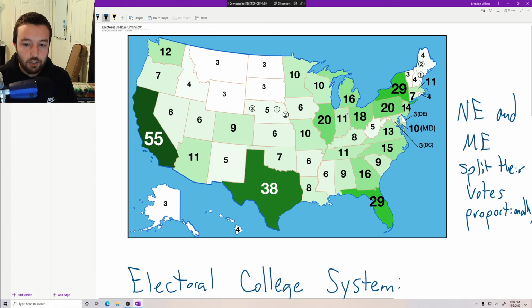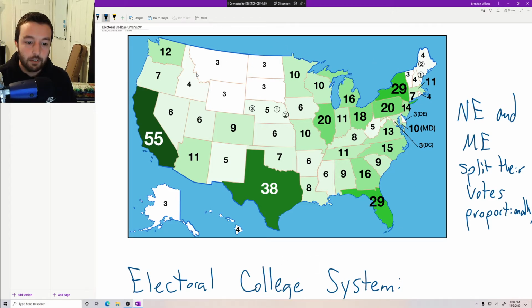So the numbers you see on this chart are how many electoral college votes each state gets, and it's based on the number of people they get in the House of Representatives, plus an extra 3 for DC. There are 3 branches of the government, right? There's the judicial, executive, and the legislative branch. The legislative branch is composed of the Senate and the House of Representatives. Okay. The House of Representatives has 535 people.